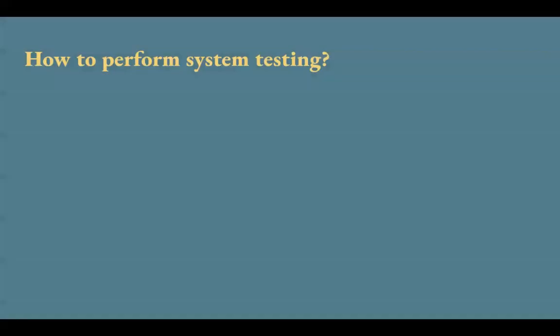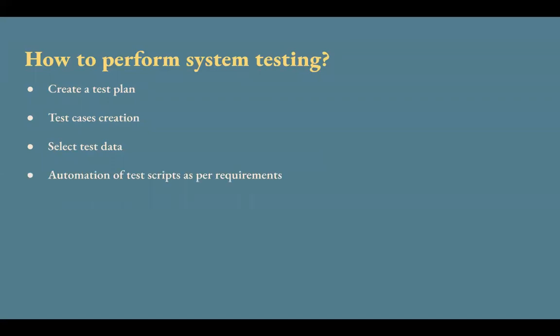Next, we have how to perform system testing. The process of system testing can vary from project to project or organization. However, there are a few common steps that are part of its process: create a test plan, then prepare a list of all test cases that need to be executed, select test data as per the requirements, automation of test cases, and test case execution. It includes execution of smoke, sanity, and regression tests based on the requirements, bug reporting and fixing and their retesting, and repeating the test cycle if required.